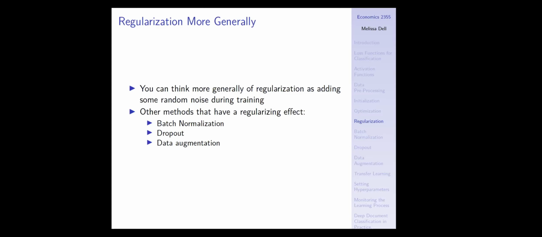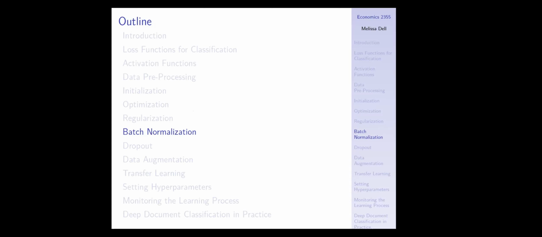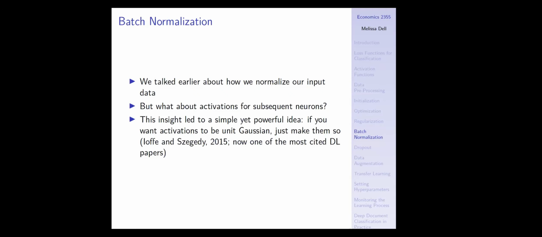More generally, you can think of regularization as anything that adds some random noise during training. And other methods also have a regularizing effect: batch normalization, dropout, data augmentation. With something like batch norm, which we're going to talk about now, that's not even its primary intention, but it does have that regularizing effect. And so we're going to talk about these other methods now. I want to start by talking about batch normalization, which in practice is really important in CNNs.